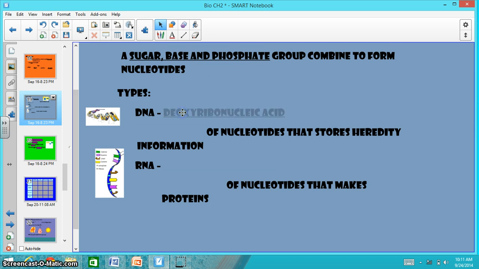Okay, DNA, short for deoxyribonucleic acid. DNA consists of 2 strands of nucleotides that stores hereditary information. Okay, basically what it's storing is the directions for making all the different kinds of proteins that your body needs in order to carry out its life processes. Okay, and these proteins, depending on how they're assembled or what they're coded for, help to make your traits what they are, whether it's brown hair, blue eyes, big nose, little ears, whatever it happens to be. It's because of the information that's stored in your DNA.